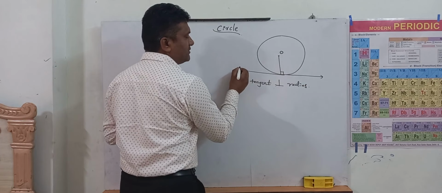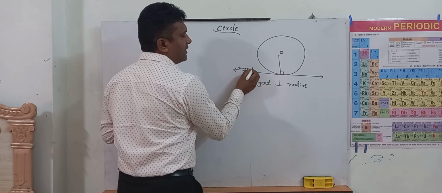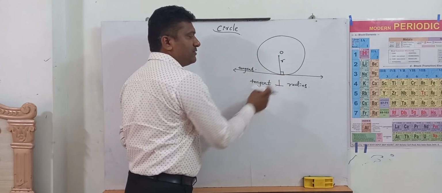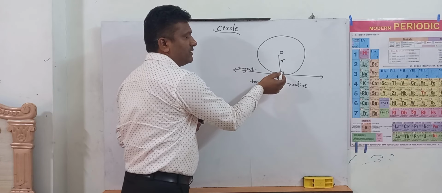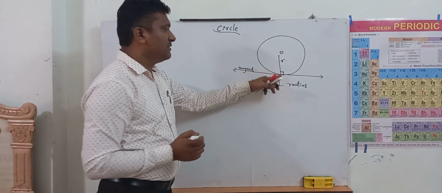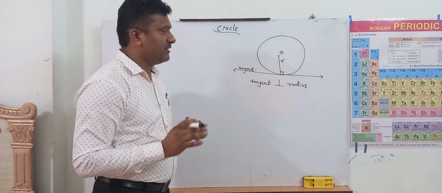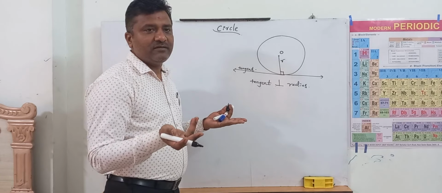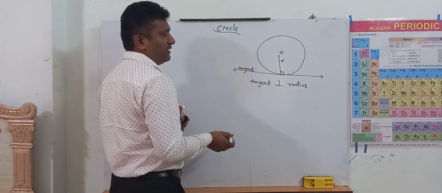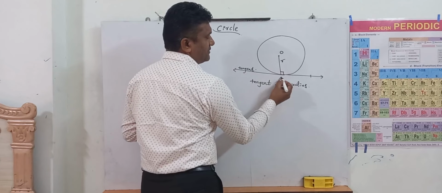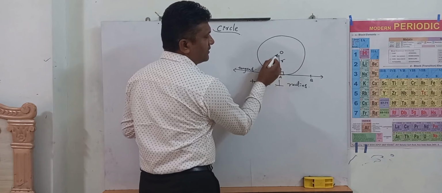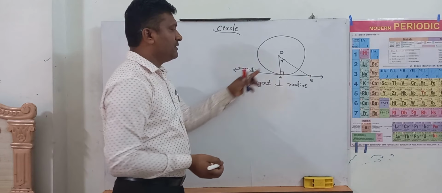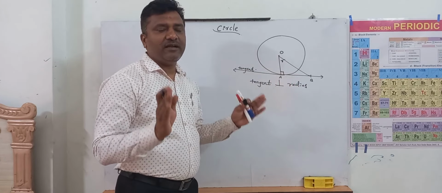So this is your tangent and this is your radius. Always remember that if a tangent is provided to you, it is compulsorily perpendicular to the radius. It means this angle is 90 degrees, and once this angle is 90 degrees, obviously all the properties of a right angle triangle apply. If I take any point here, suppose this is A and this is B, and I join OB, what will happen? Triangle OAB becomes a right angle triangle.